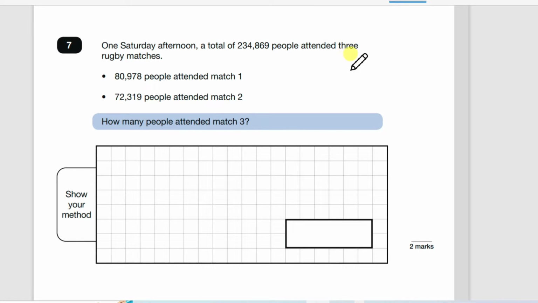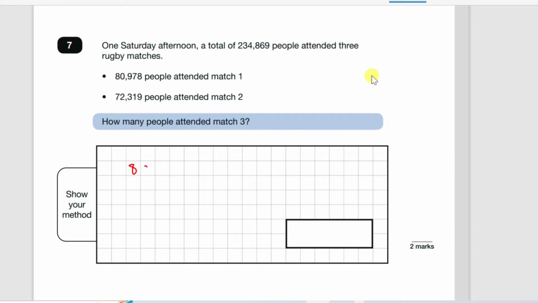7. One Saturday afternoon, a total of 234,869 people attended 3 rugby matches. 80,978 people attended match 1, and 72,319 people attended match 2. How many people attended match 3? Okay, so here, to work out match 3, we should add up these two numbers and again subtract it from the big number. So let's do it over here.